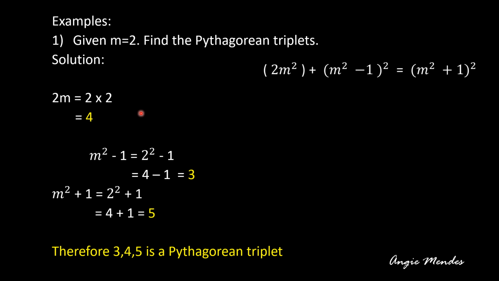Now let me ask you here, why did I take 2m, m square minus 1 and m square plus 1? Why did we not take 2m square or m square minus 1 the whole square or m square plus 1 the whole square? Because we are not finding the squares of the numbers, we are finding the number. So we are considering 2m to be a number. So we are finding 2m, the value of 2m, which is one number. Okay.